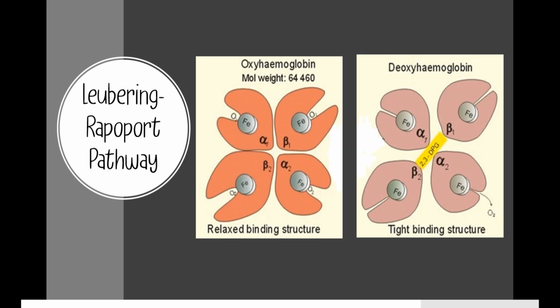Now, when oxygen is bound to hemoglobin, the hemoglobin assumes a relaxed state. This relaxed state of hemoglobin will go to the tissues in order to deliver and unload oxygen. And the same process is repeated.